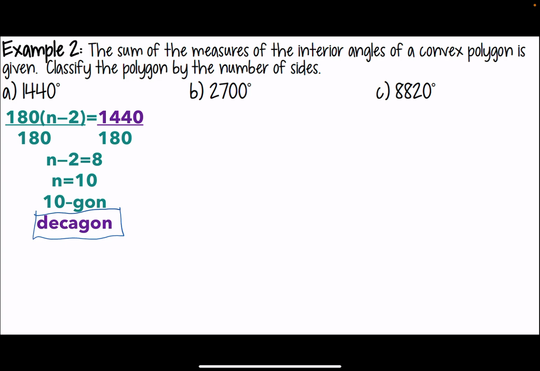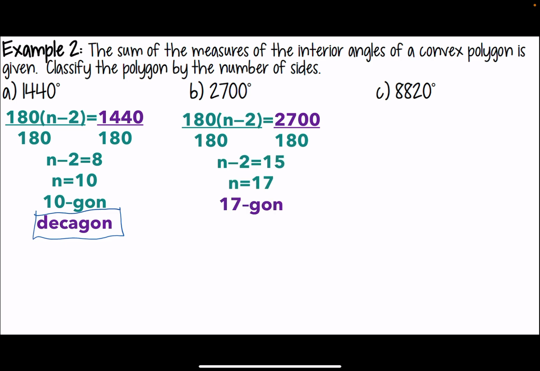All right, for the next one, same thing, set it up. Divided by 180. Work smarter, not harder. If you do end up distributing, by the way, you get 180n minus 360 equals 2700. So you add 360 over, and you get 3060, I believe. And then you divide both by 180, and you should get 17.